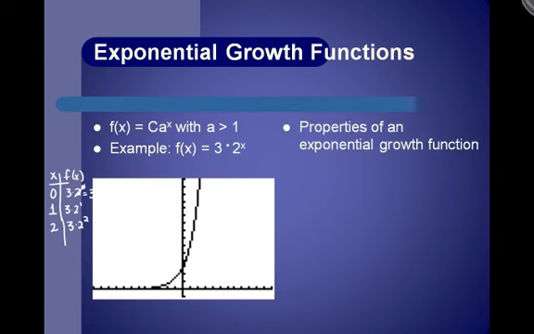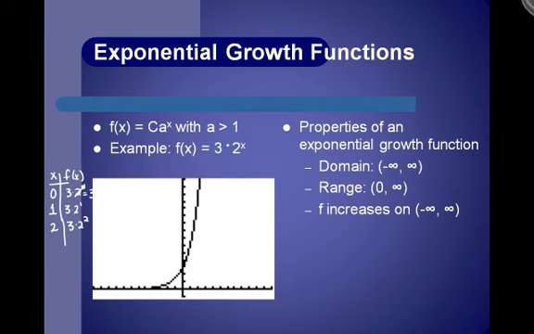So to talk about properties of an exponential growth function, the domain is from negative infinity to infinity, so the domain is all real numbers. Remember, this is the value of x, so we could plug whatever we wanted in for x. The range is from 0 to infinity, meaning the output of a growth function is never going to be negative. The function increases on the entire interval from negative infinity to infinity, meaning there are no turning points.